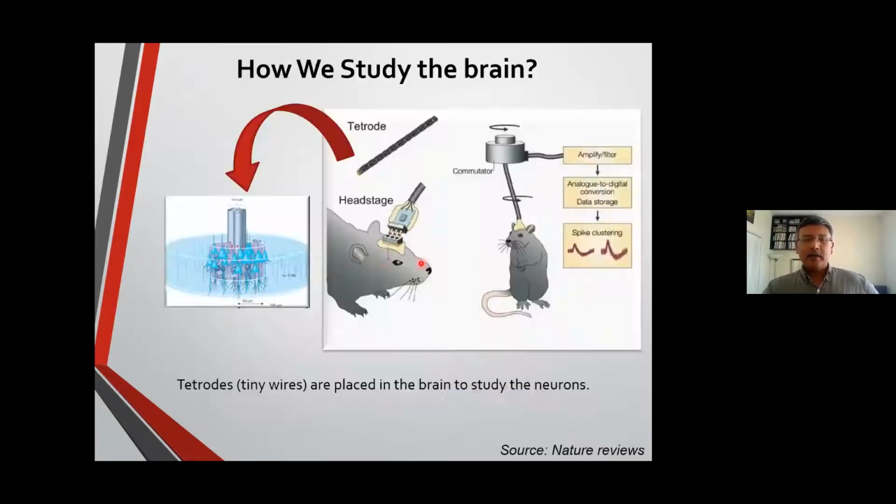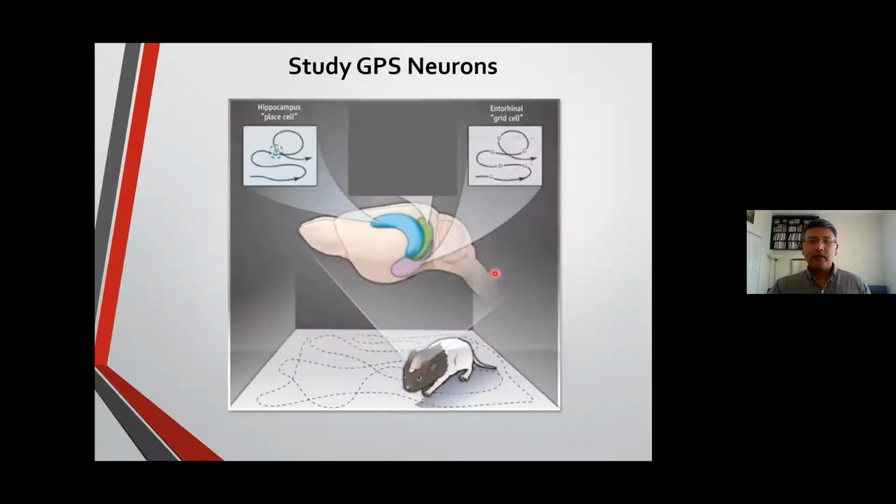What we do is we use really thin wires. These wires are picking up electricity. You might have studied that neurons give out electricity, tiny amounts, and we can use these almost like microphones to pick up electricity from the neurons, and that signal can be used to understand how the brain works, right? So now I'm sticking electrodes either in the hippocampus or entorhinal cortex, and we can study the GPS neurons, right?